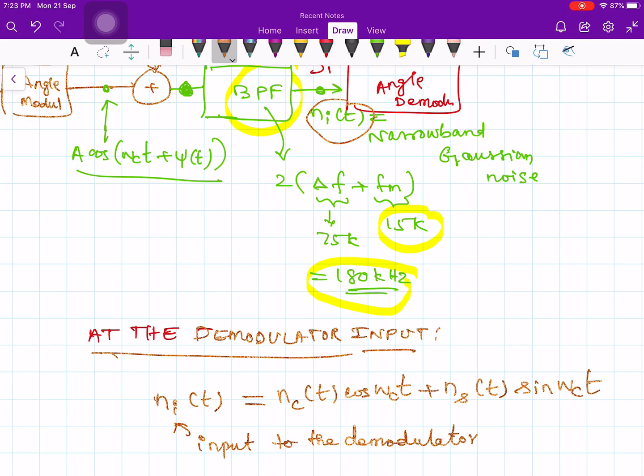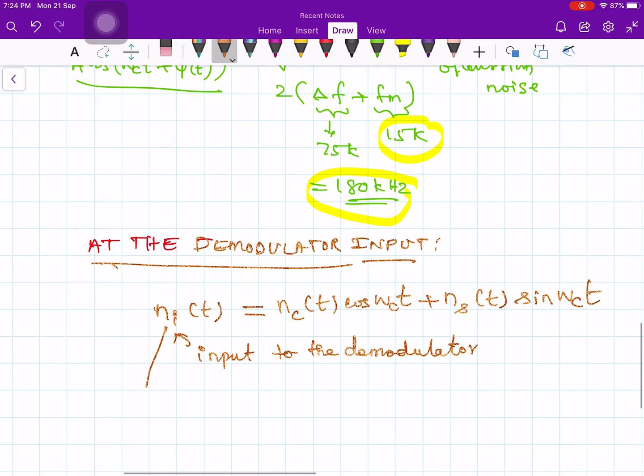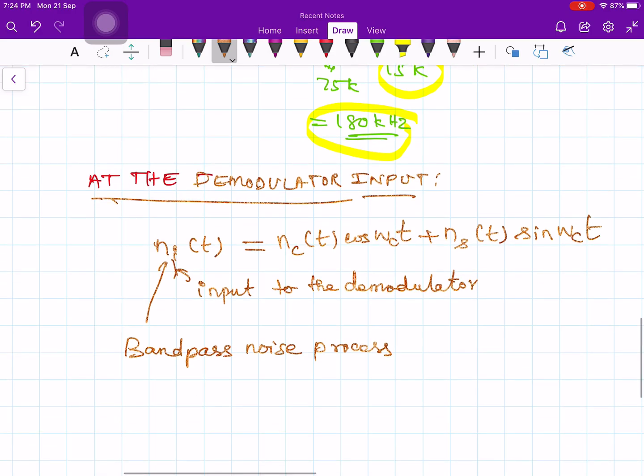Okay, the noise after the band pass filter is the input to the demodulator. Narrow band noise will have the in-phase and quadrature representation. As far as the representation is concerned, there is no difference; the representation is still valid. But this is a band pass noise process with the power spectral density function Sn of omega.